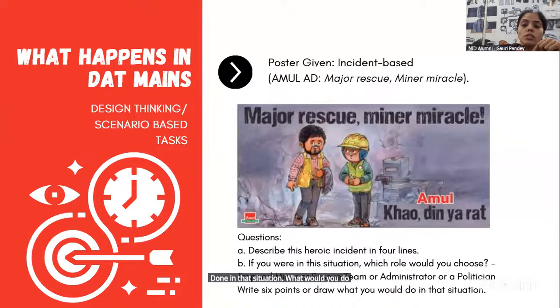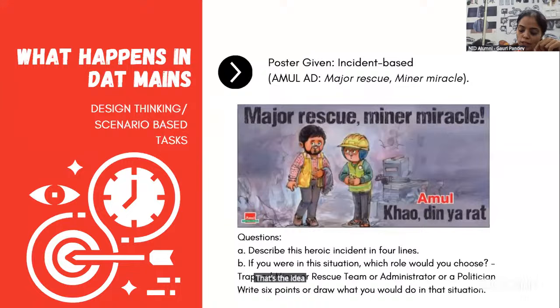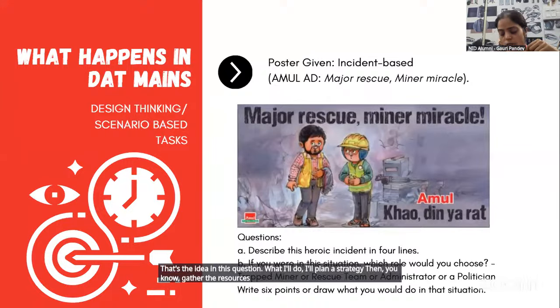So I'd like to be in the rescue team. And then what I think will work, I can mention in simple points. That's the idea in this question. Like what I'll do: I'll plan a strategy, then gather the resources that are available. Then I will do a job allocation, discussing and identifying key roles and responsibilities of different people. Then start with the action, that is, carry out the plan that has been set.